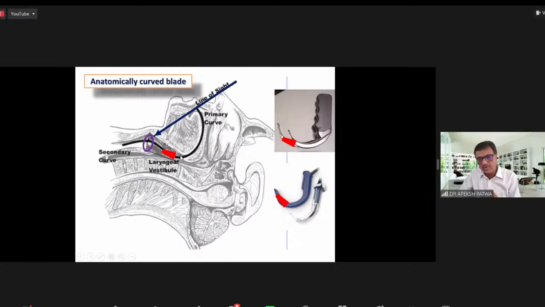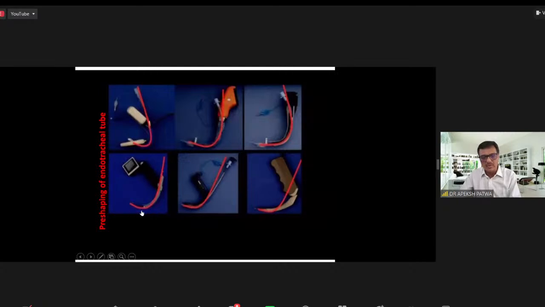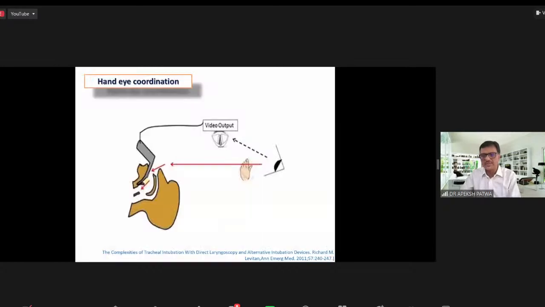And we need to use the pre-stylleted endotracheal tube, and pre-shaping as per the curve of the oropharynx, as per the curve of the laryngoscopic blade, is mandatory. So you need to pre-shape as per the curve of the laryngoscope. Usually a J-shape or hockey stick pre-shaping is sufficient for most video laryngoscopes.